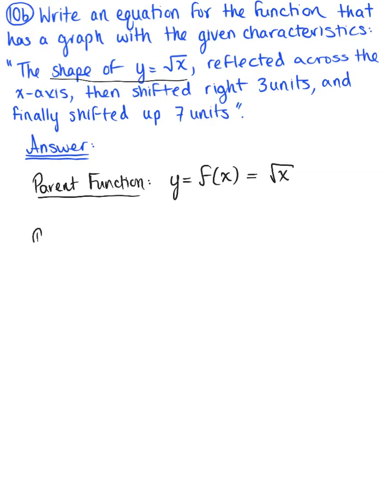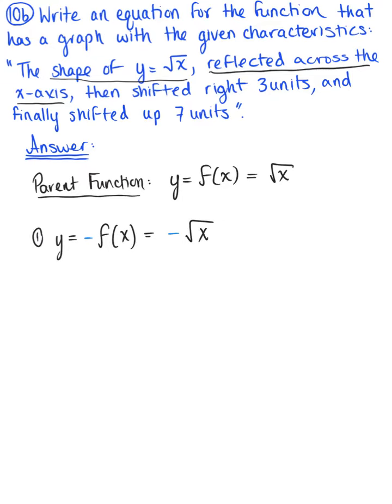So our first transformation is the reflection across the x-axis. So we know by definition this means that we're going to have a negative on the outside of our function. So we have minus f of x, which will be equal to minus the square root of x.